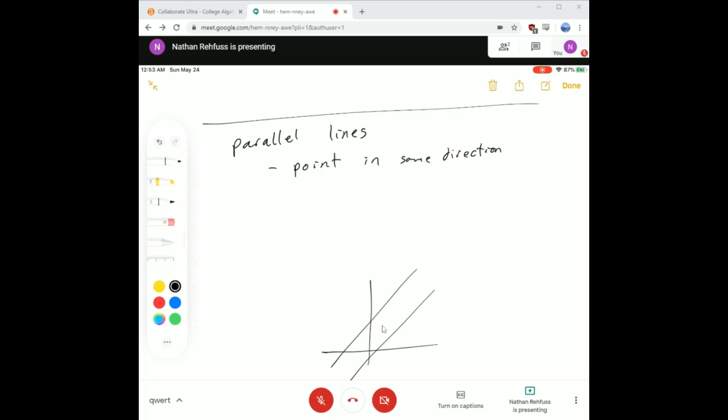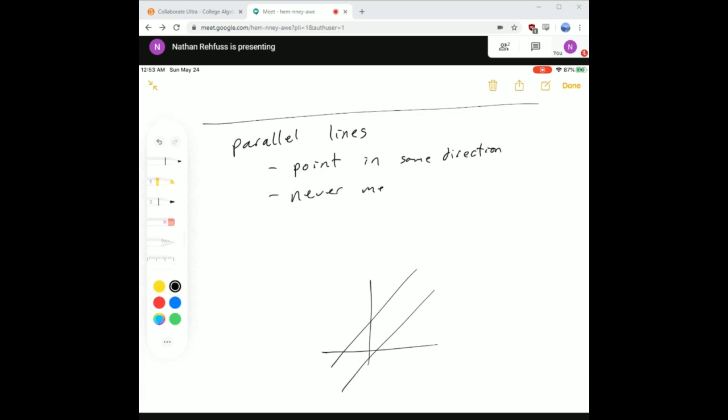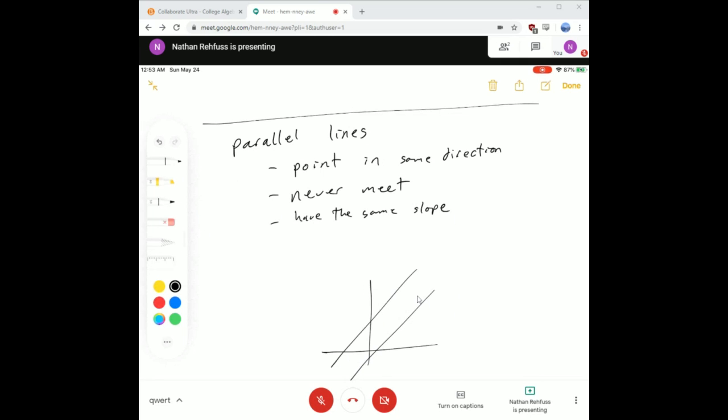What else do we know about these lines? Look at them. The distance between them is always going to be the same. It's always going to be this number, so they're never going to meet. Here's one more thing we can say about parallel lines, is that they have the same slope. The slope is another way to describe the direction, so if they're parallel, they have to have the same slope.